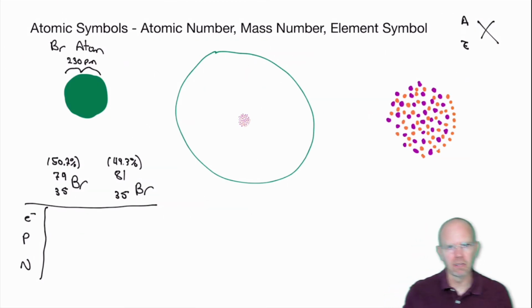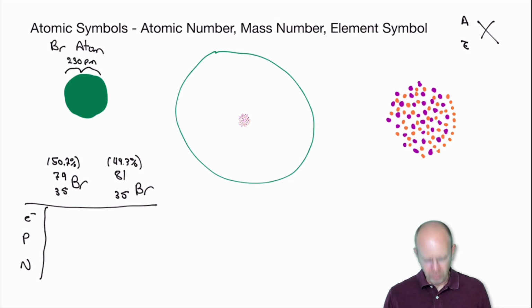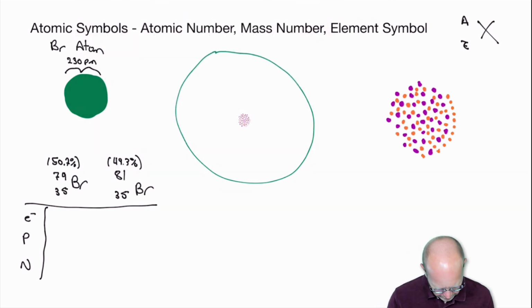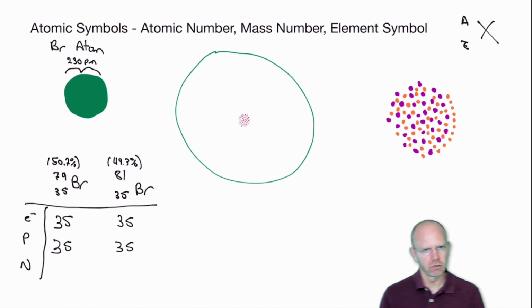Let's do a bigger element. Let's talk about bromine. I've already written their symbols down here. Bromine has 35 protons in its nucleus, and thus 35 electrons whizzing around most of its volume. I'm not going to draw 35 dots in there, but you can imagine 35 electrons floating around, 35 protons in the nucleus. And as it turns out, what we observe in nature, there are two common isotopes.